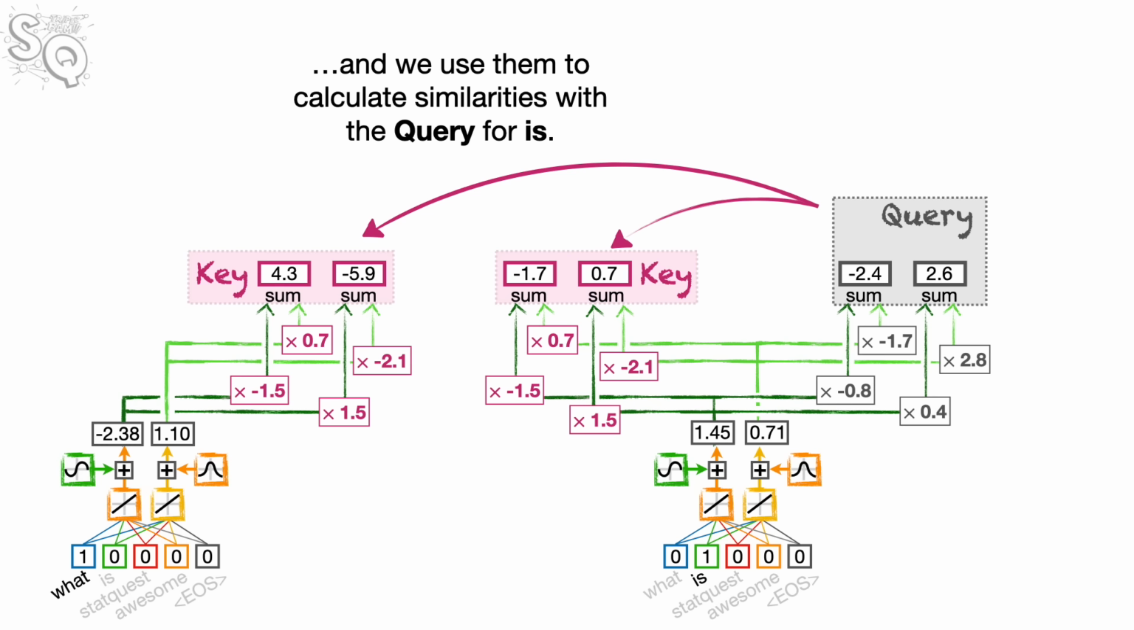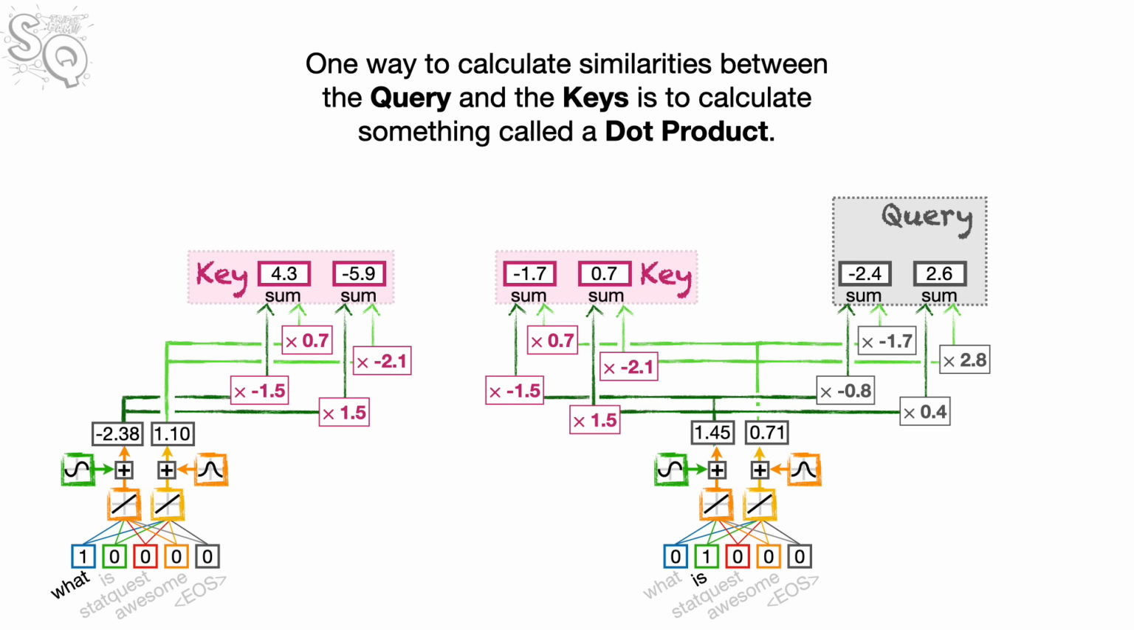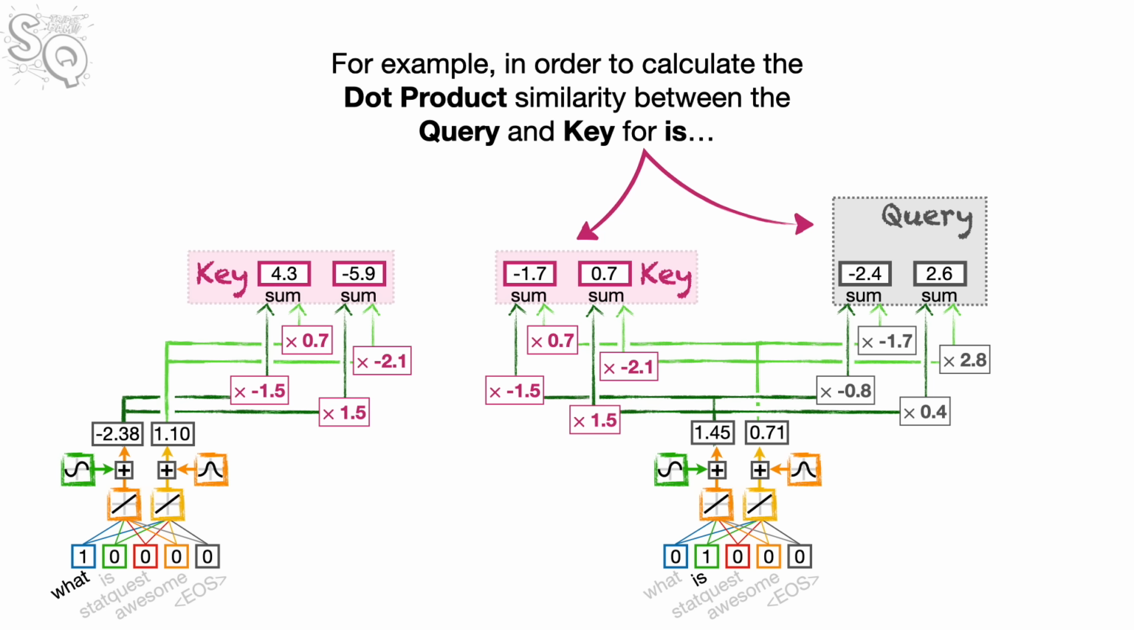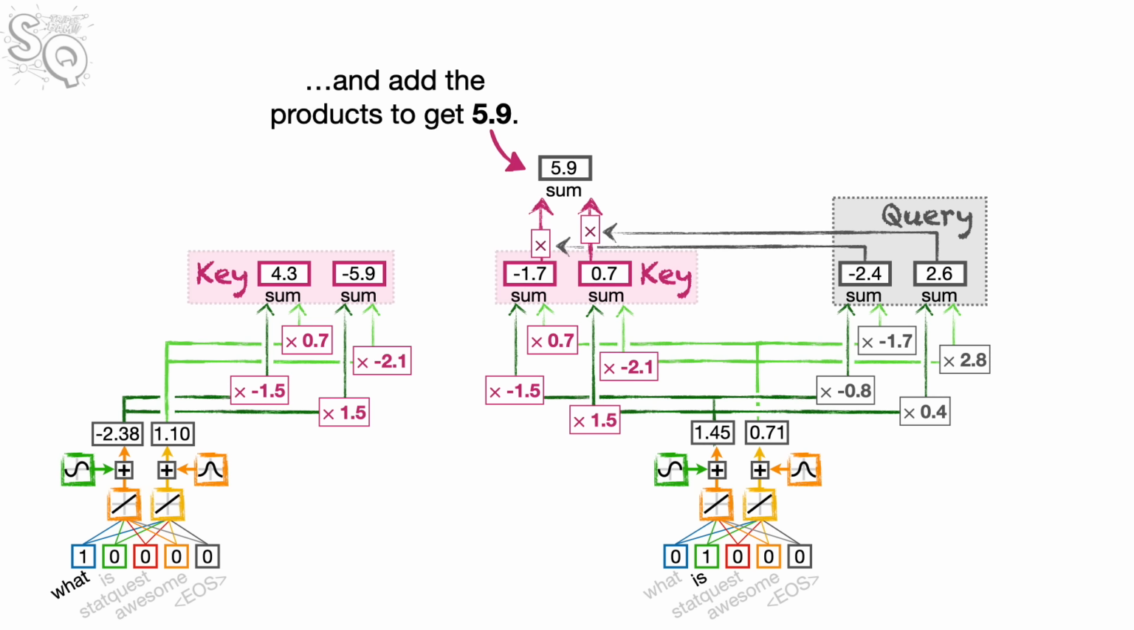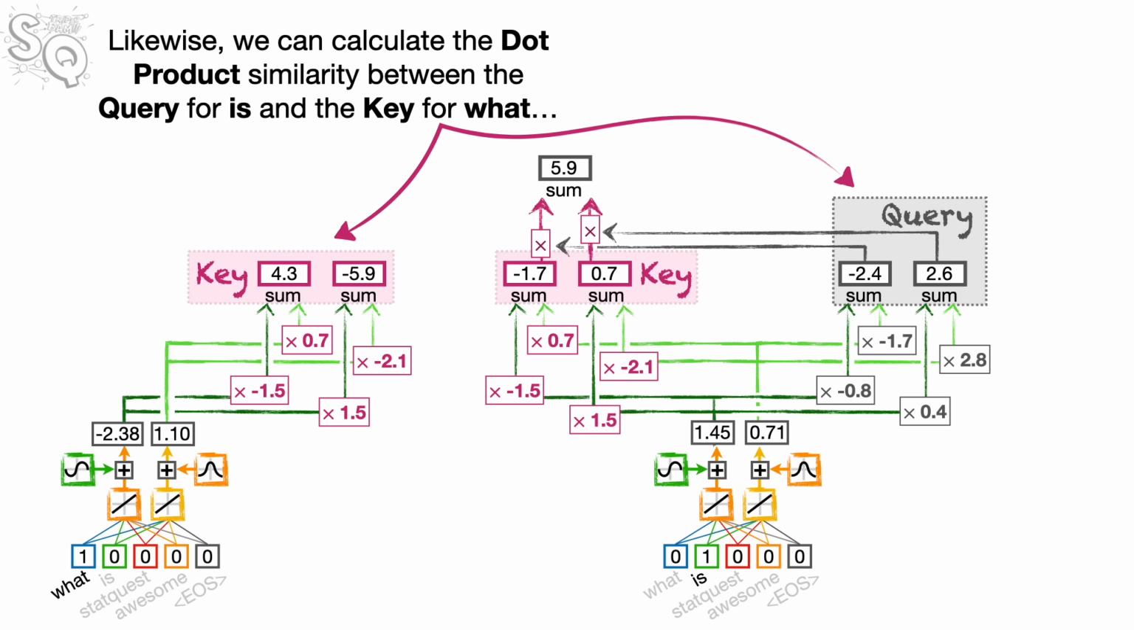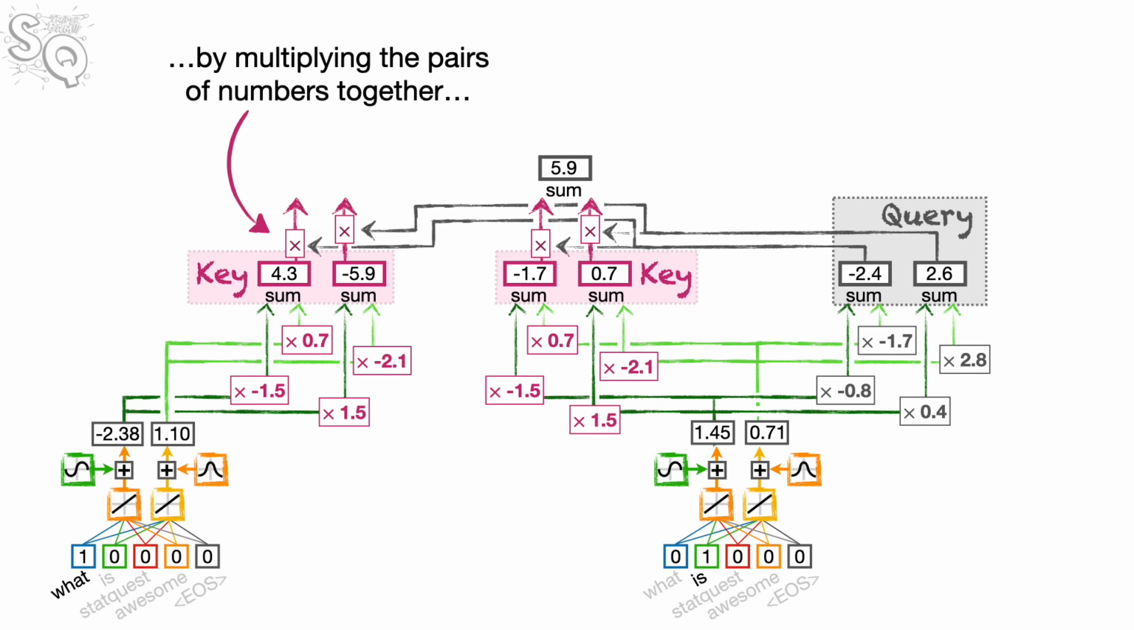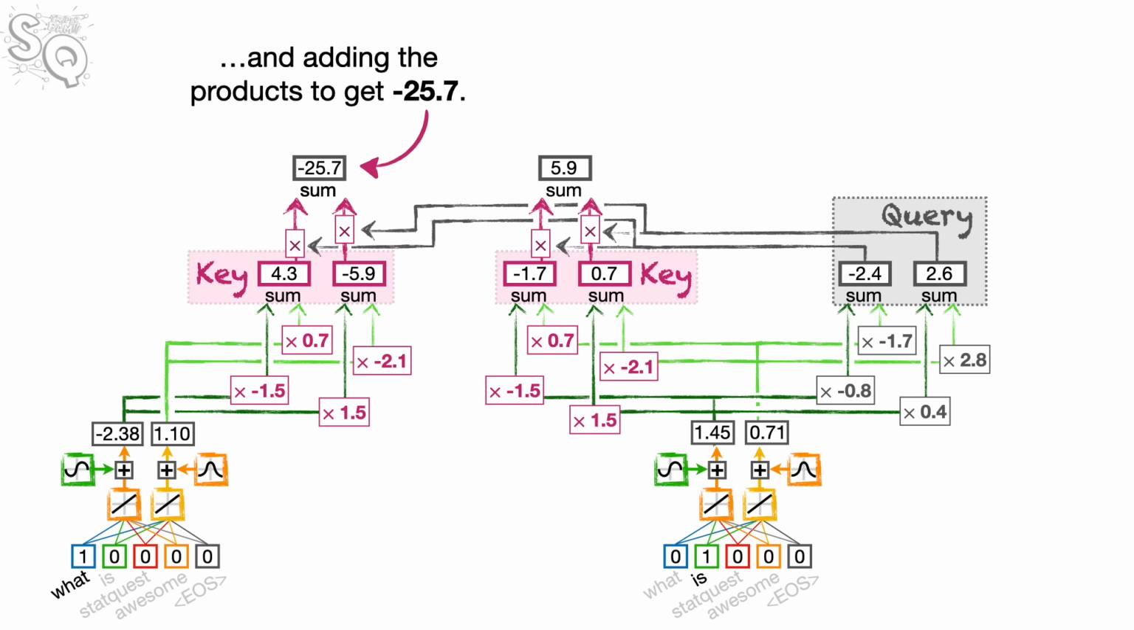the query for is. One way to calculate similarities between the query and the keys is to calculate something called a dot product. For example, in order to calculate the dot product similarity between the query and key for is, we simply multiply each pair of numbers together and add the products to get 5.9. Likewise, we can calculate the dot product similarity between the query for is and the key for what by multiplying the pairs of numbers together and adding the products to get negative 25.7.